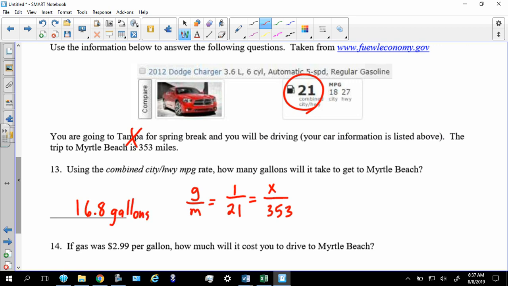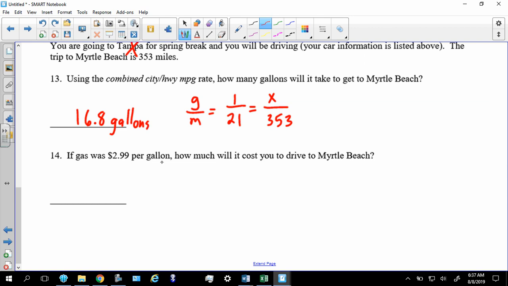And then lastly, if gas was $2.99 per gallon, I'm not even going to do a proportion. I'm saying, I'm just going to go, hey, I need that many gallons, and that's how much it costs per gallon. So I'm just going to multiply the two. 16.8 times 2.99. $50.23.